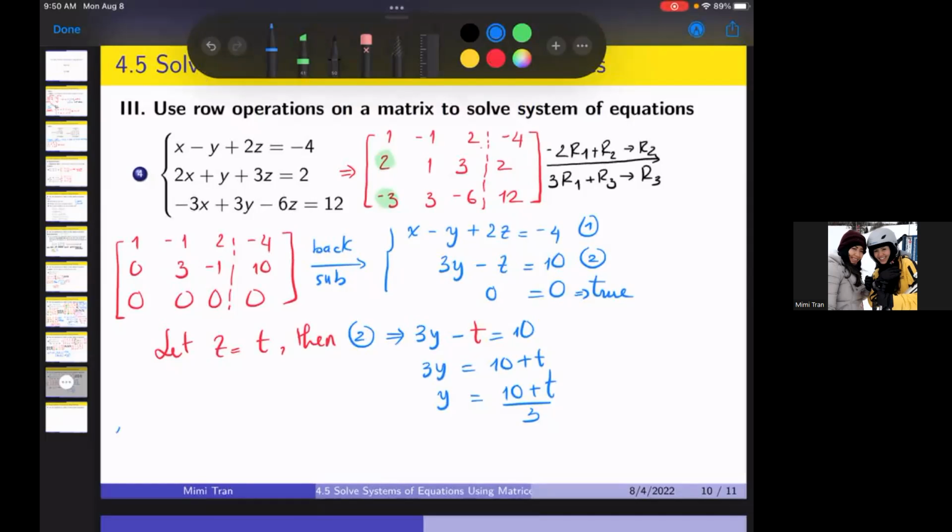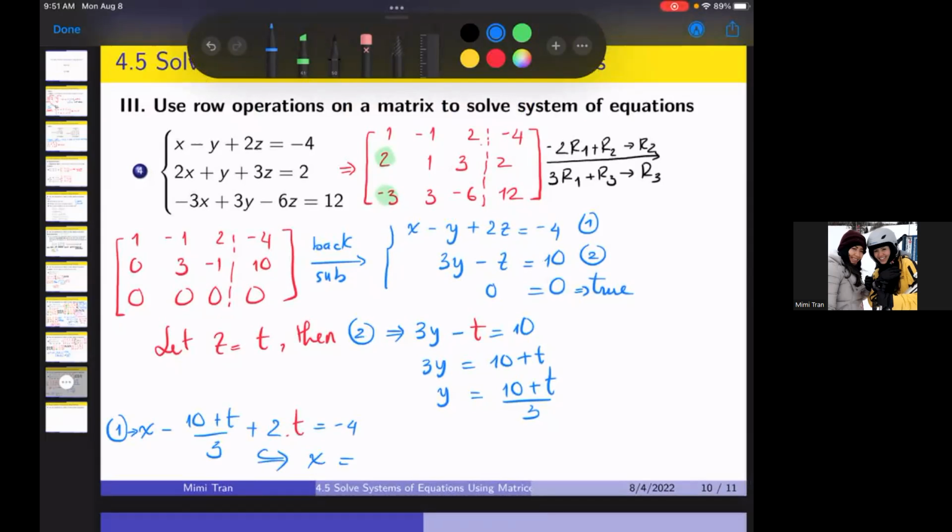Now equation 1. You have x minus y, so minus (10 plus t) over 3 plus 2z, z is t, equals negative 4. And then you solve for x. All you do is move this one to the right. Don't worry about the common denominator. So I'm gonna add (10 plus t) over 3 to the right, and then subtract 2t, and that will be your x.